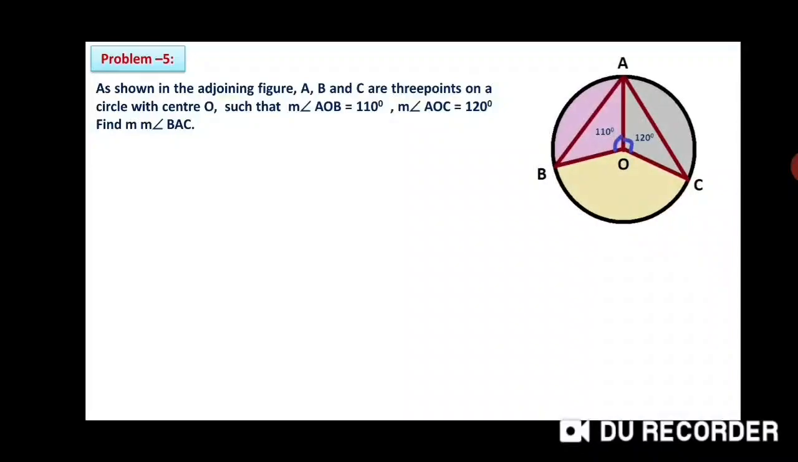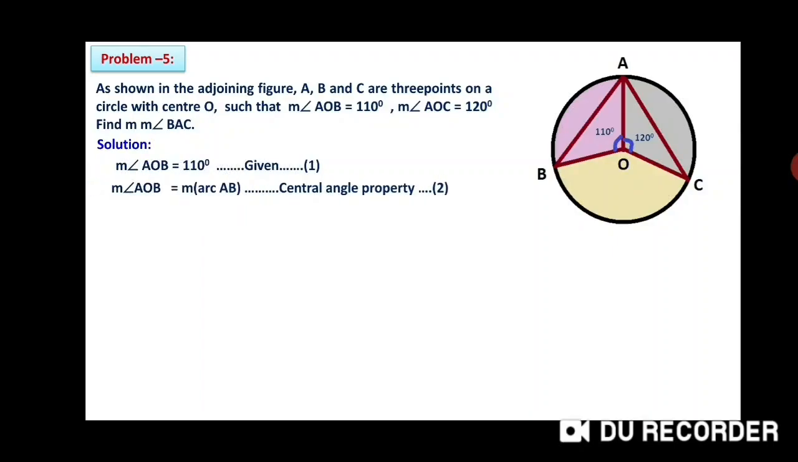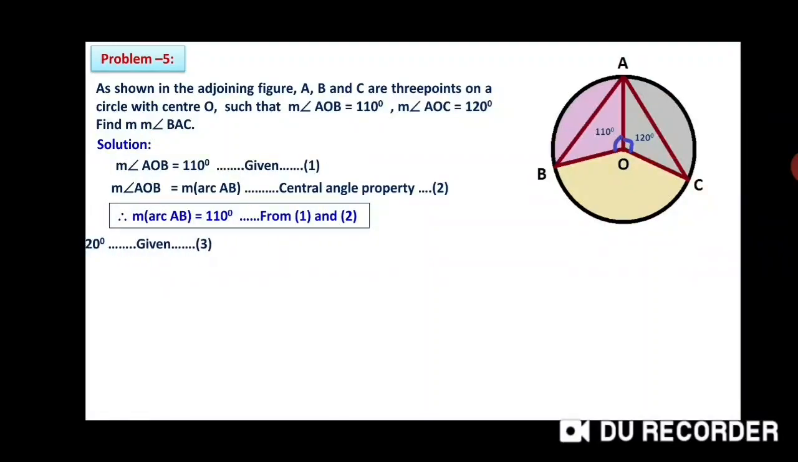So, let us discuss one more problem. As shown in the adjoining figure, A, B, C are 3 points on a circle with center O, such that angle AOB is 110, angle AOC is 120. You have to find out measurement of angle BAC. So, we will continue. You could see that angle AOB is 110, given. Angle AOB is equal to measurement of arc AB, central angle property, statement 2. So, from 1 and 2, measure of arc AB is 110.